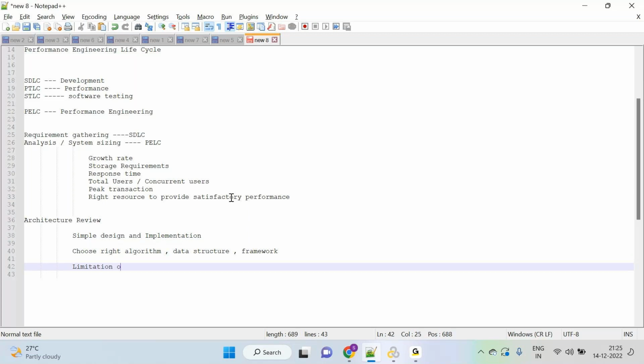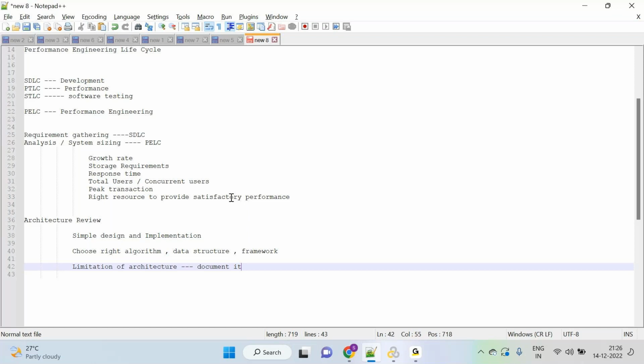Limitation of your architecture, that is also very important, and document it. Every organization, whenever they are creating the architecture or the design, should initially know what all their limitations are. Because before others point out your problem, you should know what your problem is, and you should document it as well.